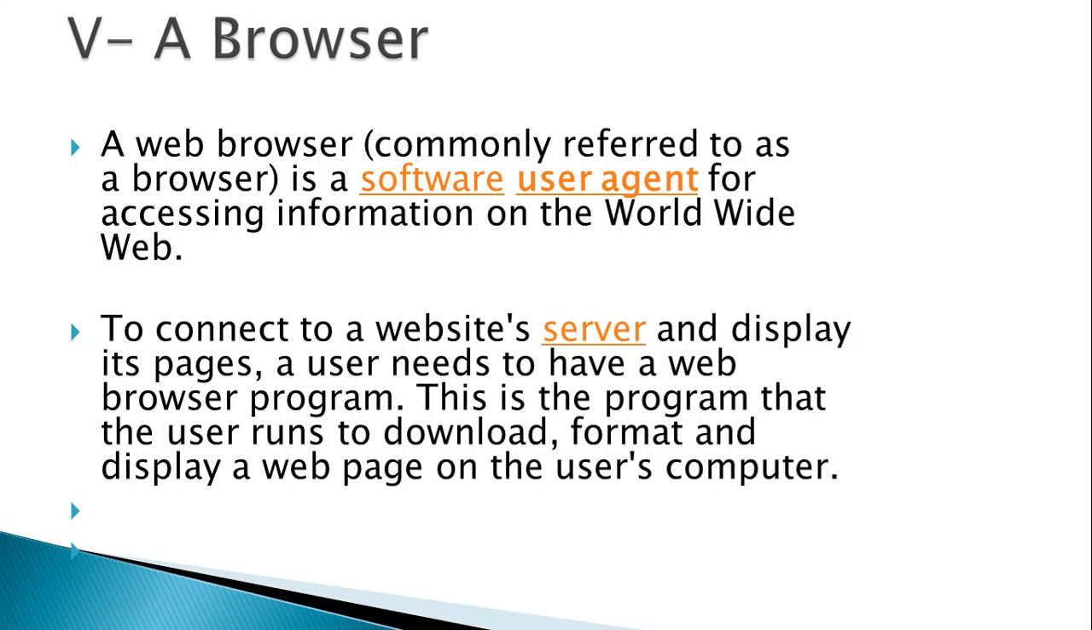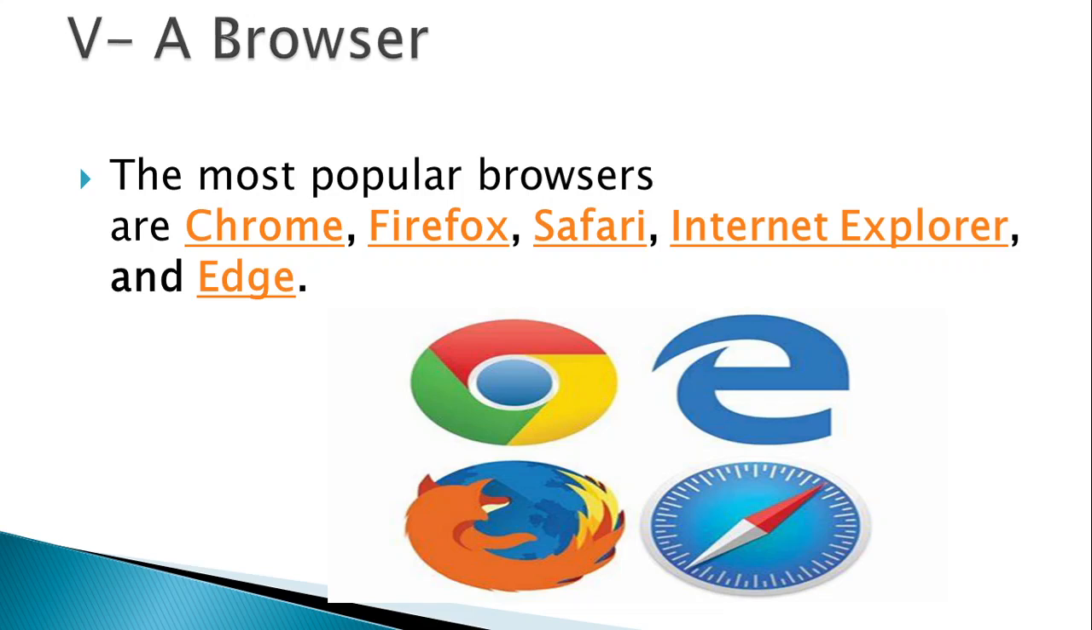To connect to a website server and display its pages, a user needs to have a web browser program. This is the program that the user runs to download, format, and display web pages on the user's computer. Next, examples of the most popular browsers are Chrome, Firefox, Safari, Internet Explorer, and Edge. These are all some of the most popular browsers.